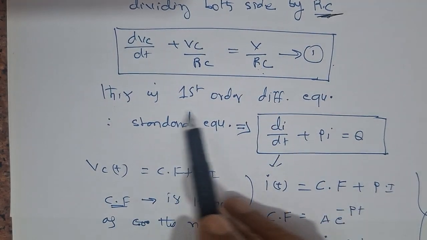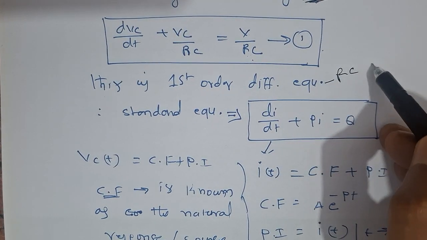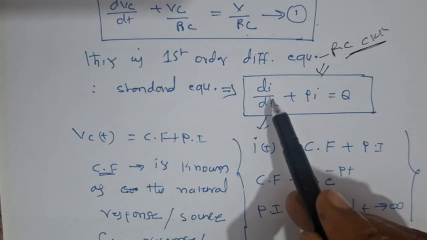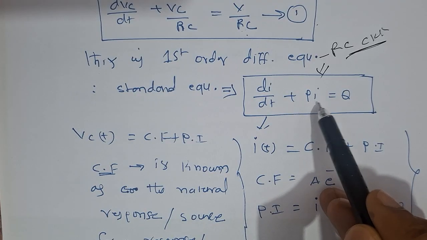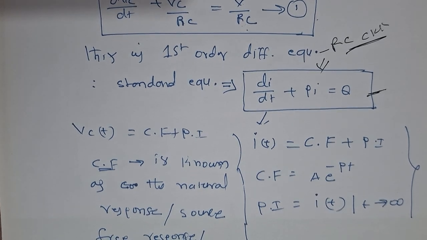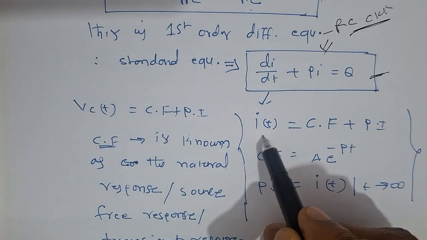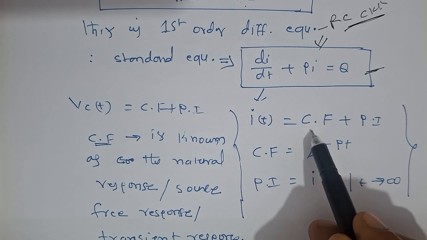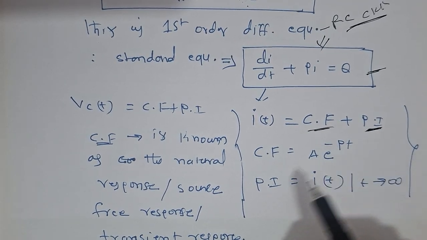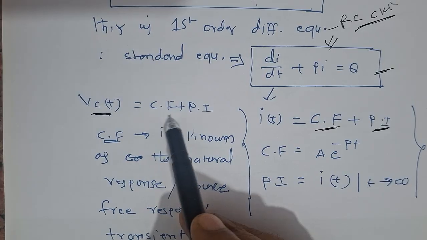This is called a first order differential equation of the RC circuit, and we have to compare it with the standard equation. The standard form is dy by dt plus Py equals Q. When you compare with the standard form, you get the solution. Here VC(t), the voltage across the capacitor, is equal to the combination of the complementary function and the forced response.